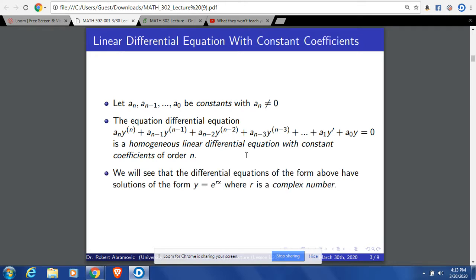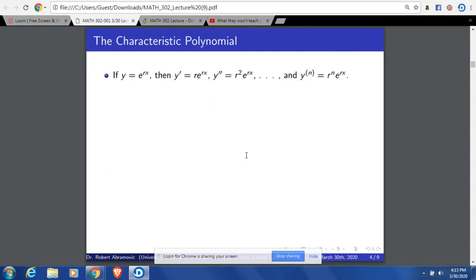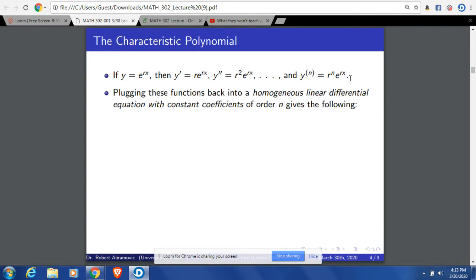We'll see that differential equations of the form above have the following solutions: e to the rx, where r is a complex number. Now, if we assume the unknown function has the form e to the rx, its derivative by the chain rule is e to the rx times the derivative of rx, which is just r. The second derivative is r squared e to the rx, and if we take the nth derivative, we get r to the n times e to the rx.